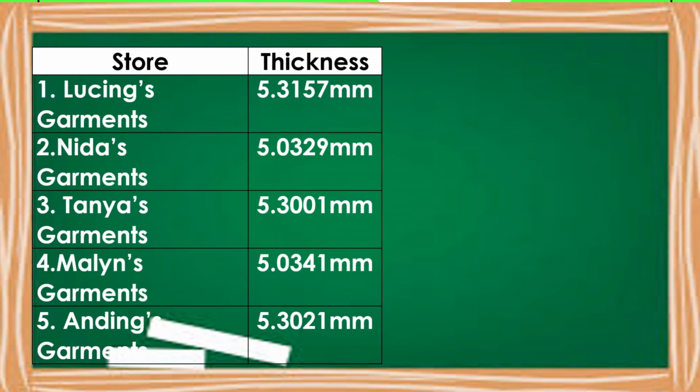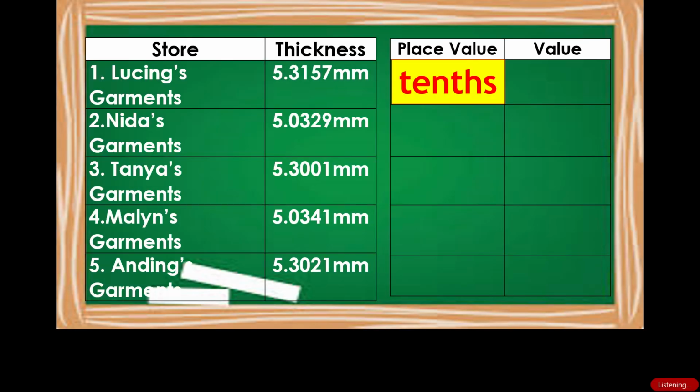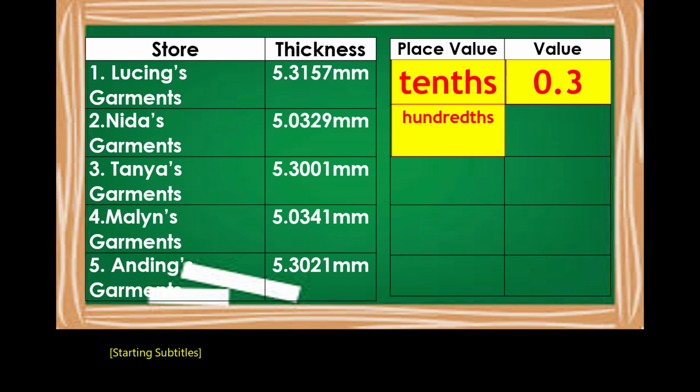For number 1, we have 5 and 3,157 10,000 millimeters. The place value of 3 is tenths and its value is 3 tenths. For number 2, from Nida's garments, we have 5 and 329 10,000 millimeters. The place value of 3 is hundredths and its value is 3 hundredths.